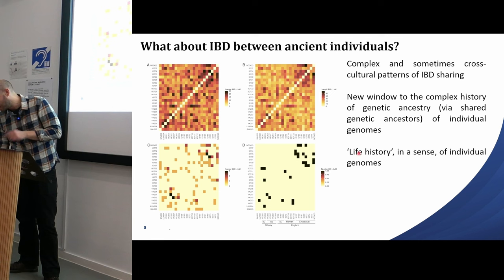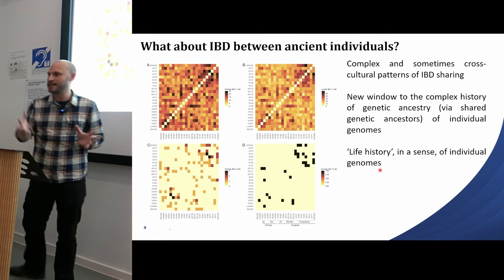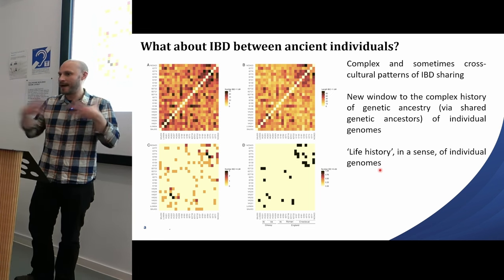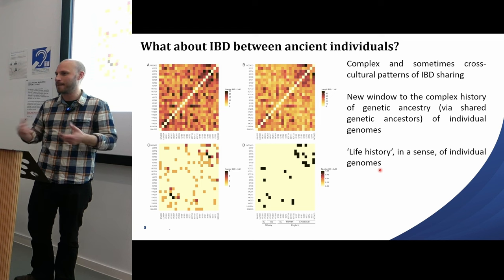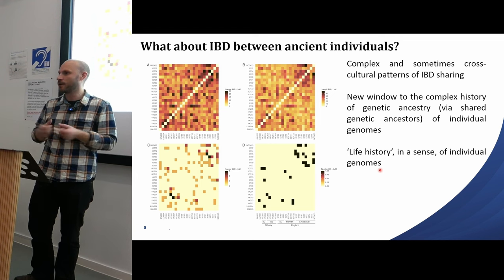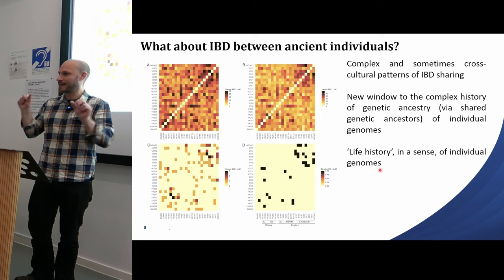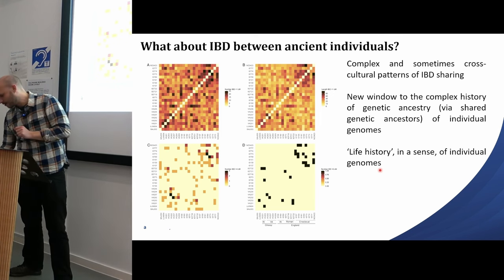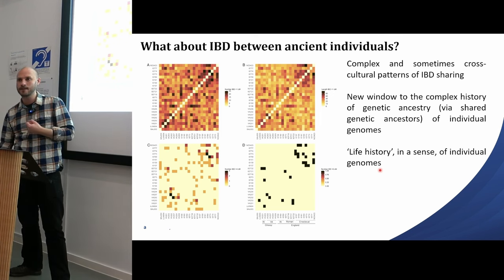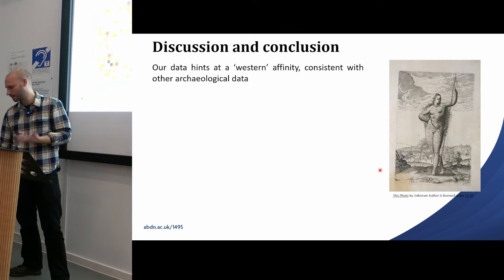So I propose that we can begin accessing life histories of genomes and compare that against cross-cultural data and break down these concepts of the Picts. The Picts, in fact, constituted multiple genetic ancestries, and it was not a genetically homogeneous population. Okay, that's the kind of conclusion.